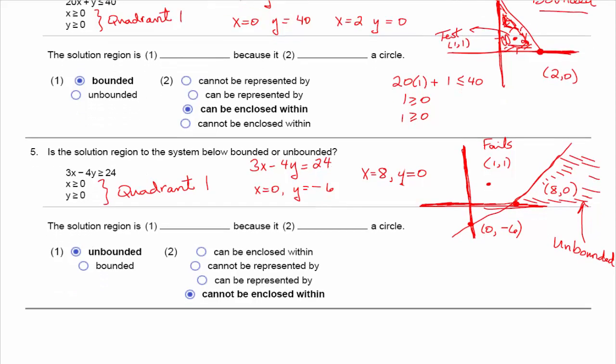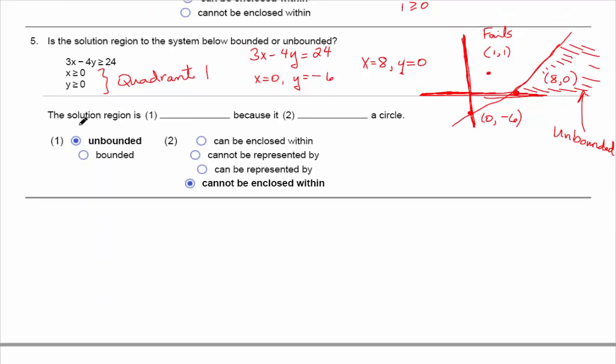In question 5, we have again in quadrant 1, so here's quadrant 1. What does this solid line look like? All right, well, if x is 0, y would have to be minus 6. If y is 0, then x has got to be 8. So I have x is 8, y is 0, so right there. And I've got 0, minus 6, so here's the solid line.